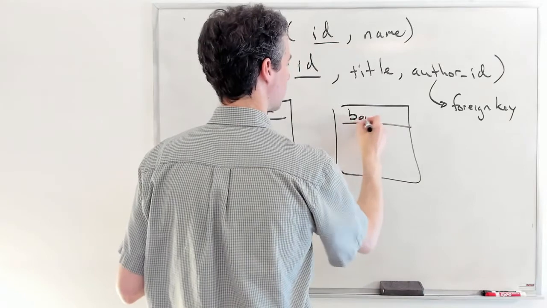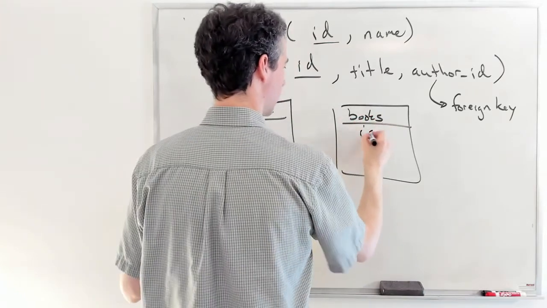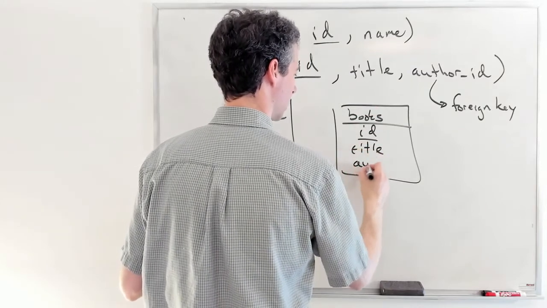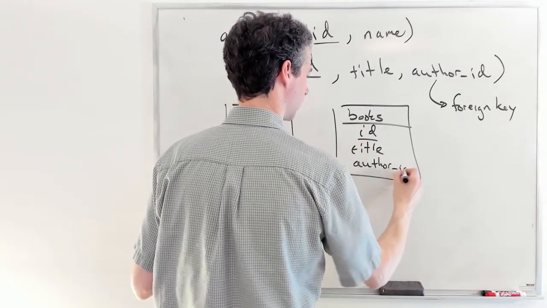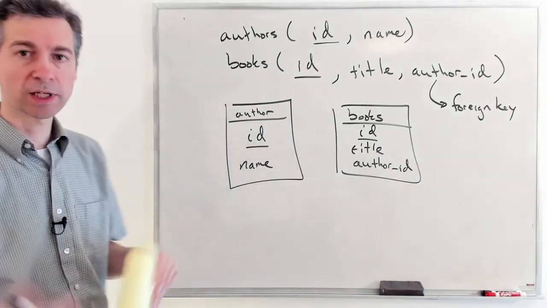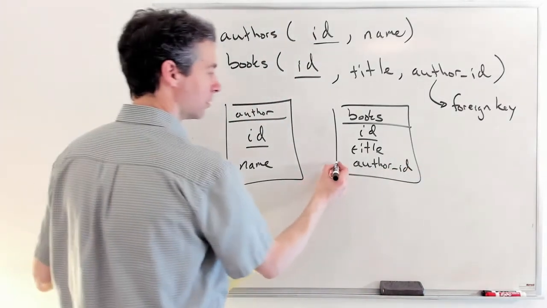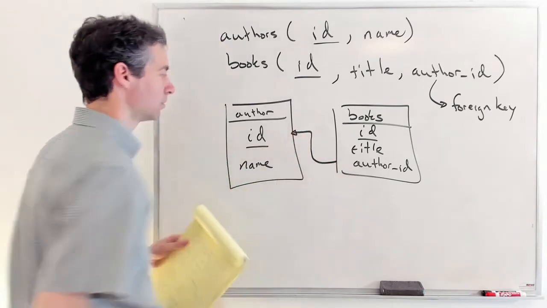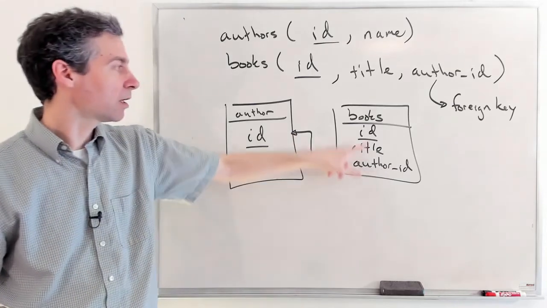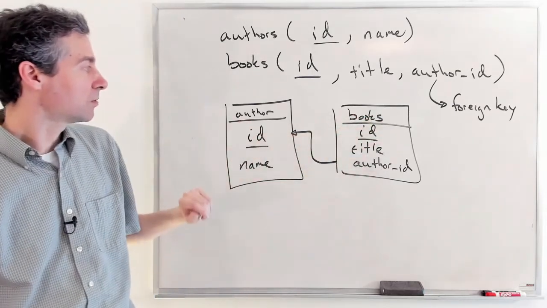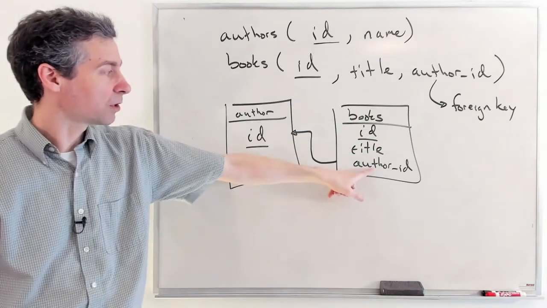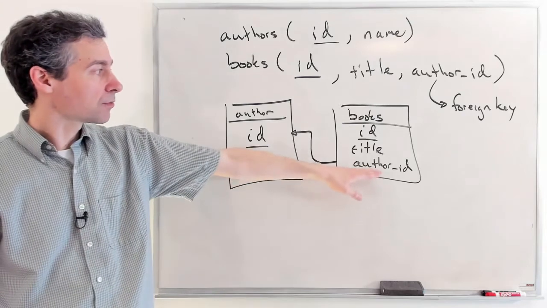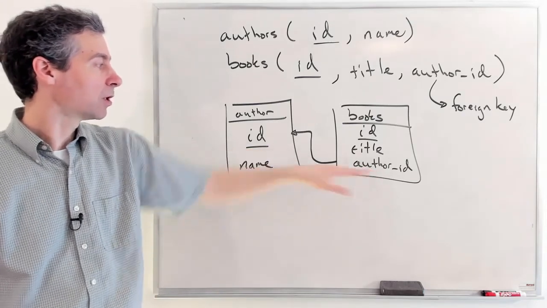We can do books. We can have the ID. We can underline it. Title. Author ID. And what we can do is we'll draw connections between these tables. So we'll go from author ID to the ID to show that books is connected to the author table via the foreign key author ID, which refers to the ID. So for every book, we have one author.